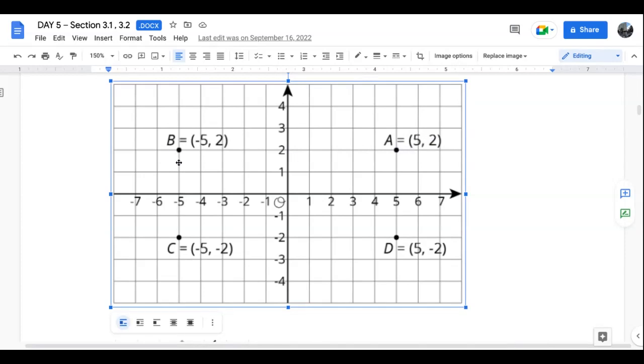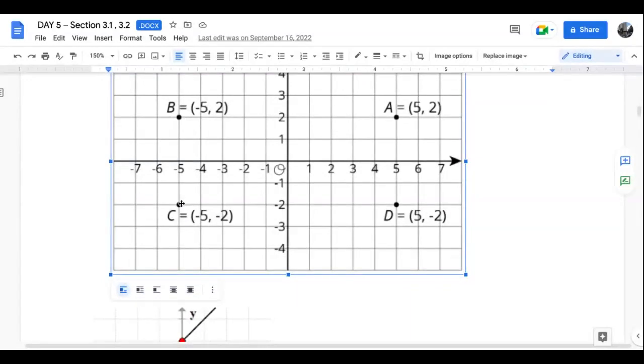Well, let's see point B. We drop a vertical line to the x-axis. That's -5, so the x value is -5. We drop a horizontal line to the y-axis. We see the value is 2. C: we drop a vertical line to the x-axis. We see the value is -5. We drop a horizontal line to the y-axis. We see the value is -2. D: x value 5, y value -2.